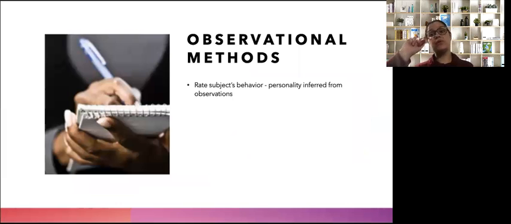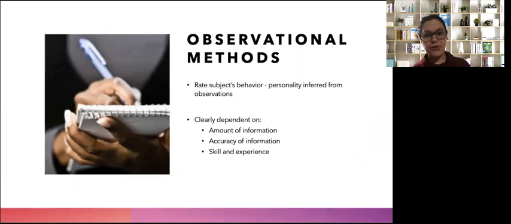Observational methods can also be used to rate subjects' behavior, from direct observations or even using a behavioral diary to keep track of the behavior you're observing. Then their personality is inferred from the information gathered during the observation. Accurate rating is dependent on the amount of information the observer gathers, so how much information they can actually get in an observing period, and the accuracy of that information, whether or not they miss something, right? Is what they're recording actually accurate? It's also dependent on the observer's skill and overall experience, so if they've collected observational data before or not.